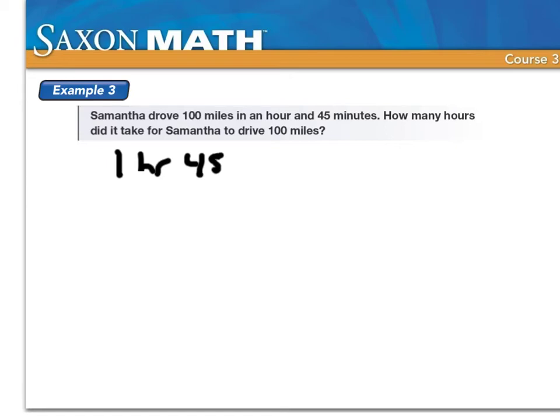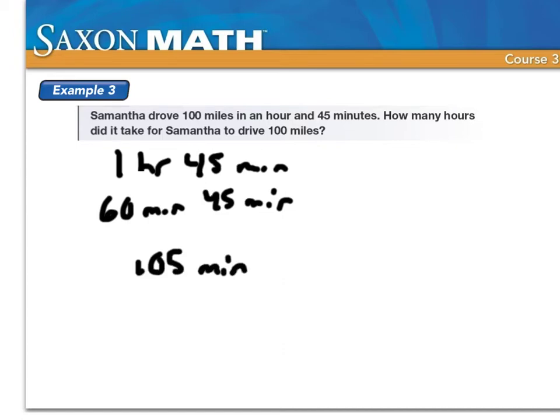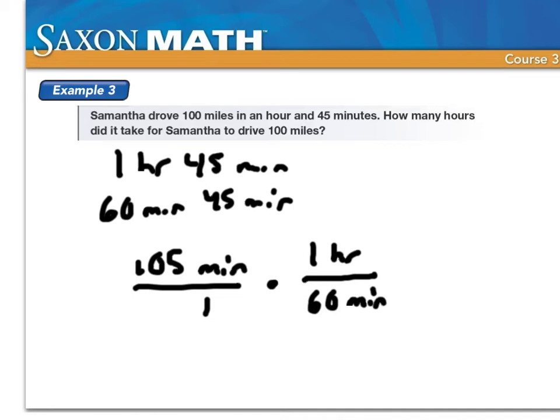Okay, a couple different ways we can do this. We can say that 1 hour is 60 minutes and 45 minutes. So that time that it took her to drive is 105 minutes. Put that over 1, and we're going to multiply that by a unit multiplier. Well, we know that hours and minutes go together. Again, 1 hour is 60 minutes.